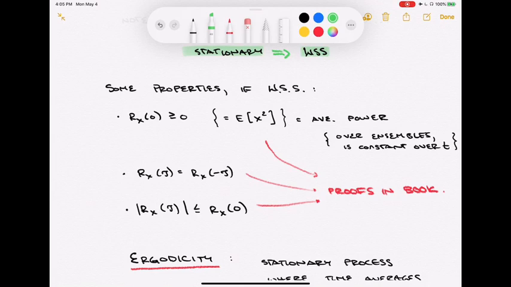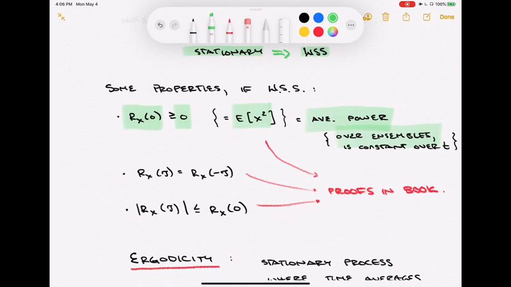We can take a look at that correlation function at 0. So this is basically the expected value of x squared. That is always going to be greater than 0. It is expected x squared. It is the average power, if you want to think about that. And that is done over ensembles, and it's constant over t because it's stationary, or wide sense stationary. It shouldn't depend on the value t or the time t that we are looking at.